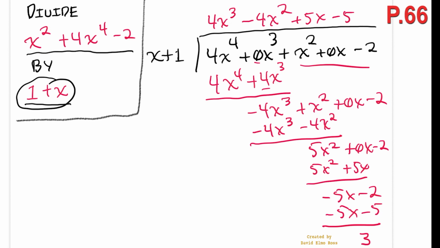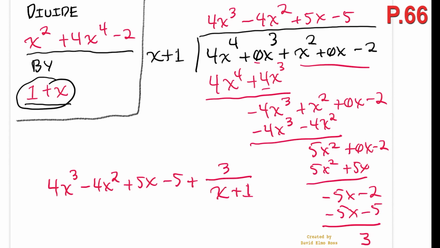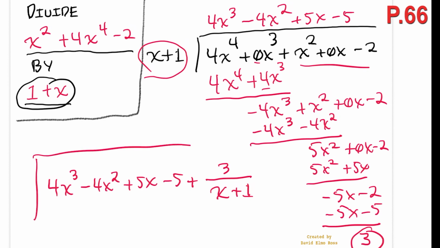So the answer for this problem is going to be 4x cubed minus 4x squared plus 5x minus 5 plus 3 over x plus 1, because 3 is a remainder, and that is something that would not go in evenly. So this is our final answer here.